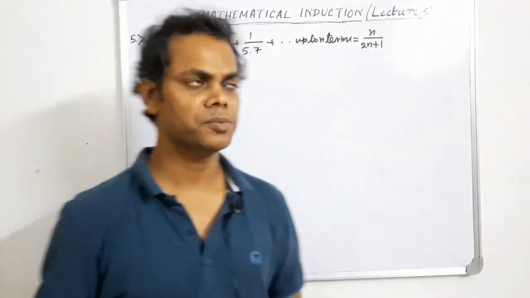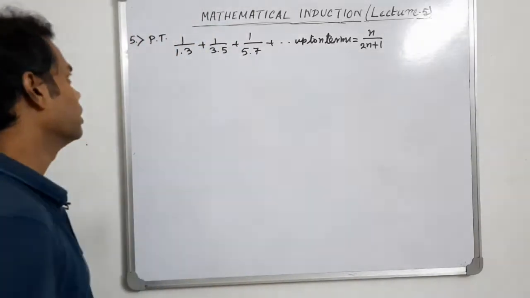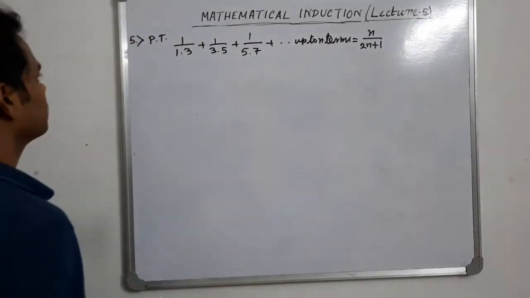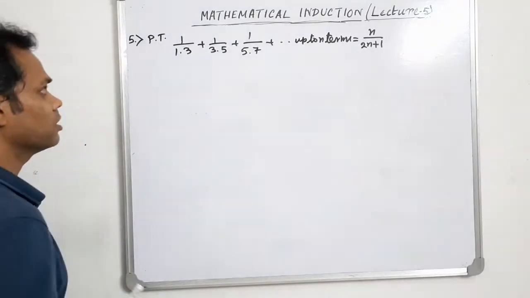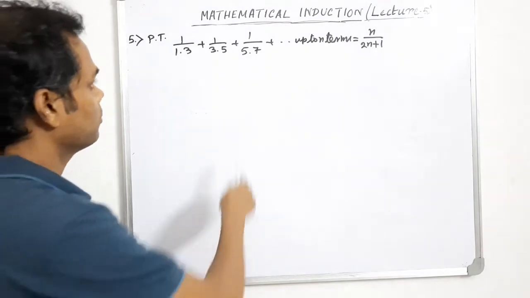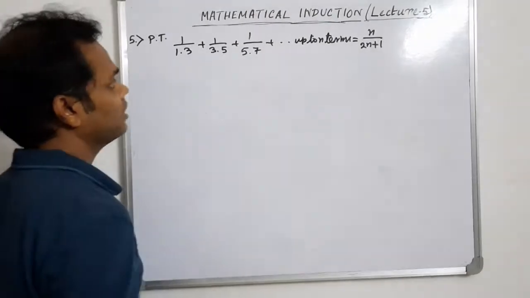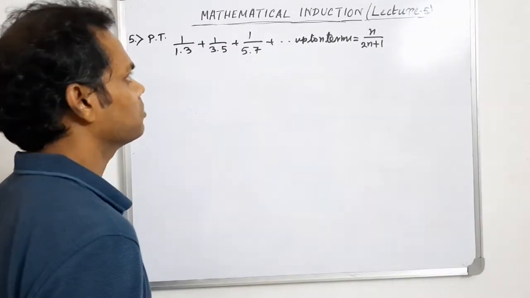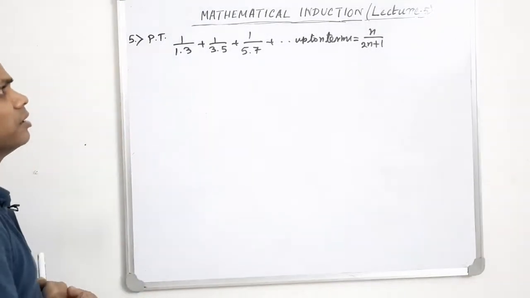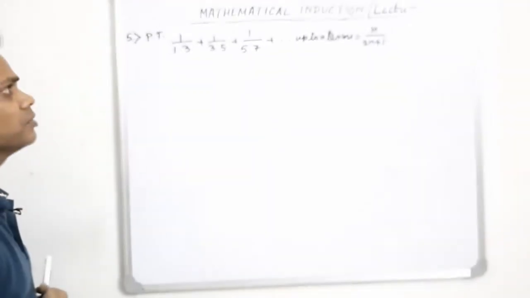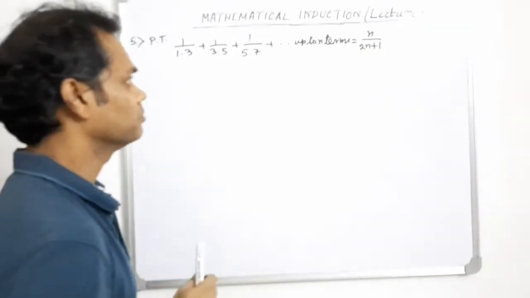Students, the topic of the video is principle of mathematical induction. This is our fifth lecture on this topic. We proved that 1/(1·3) + 1/(3·5) + 1/(5·7) + ... up to n terms equals n/(2n+1). In the previous sum, the nth term is given, but here we have to find the nth term.